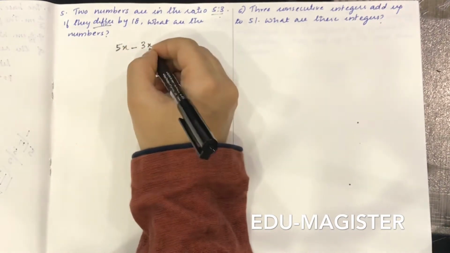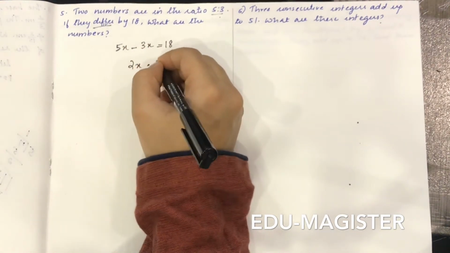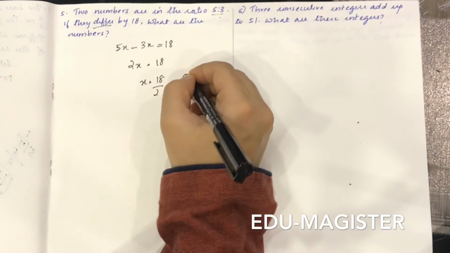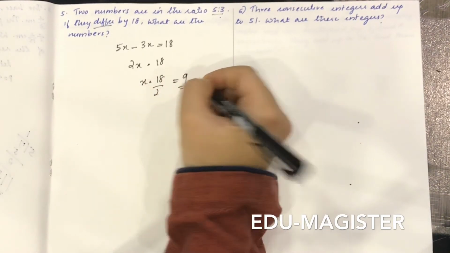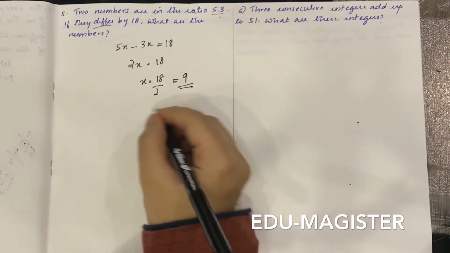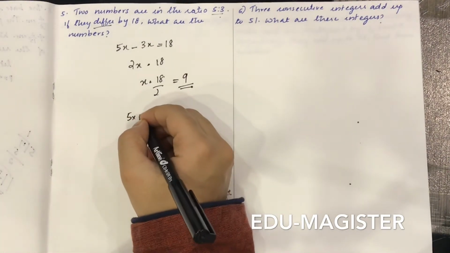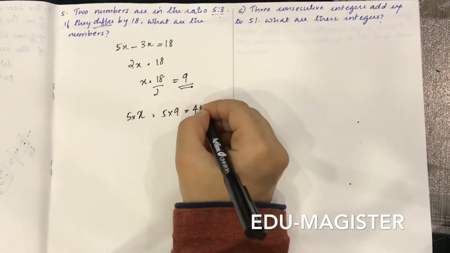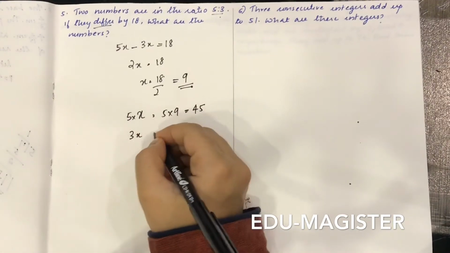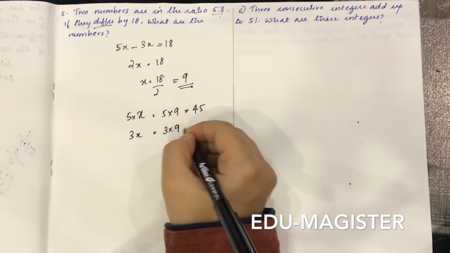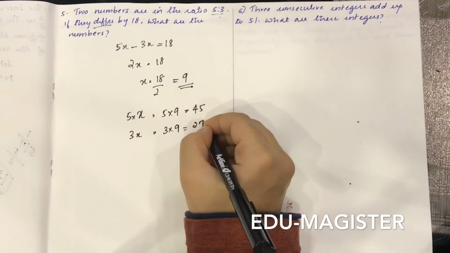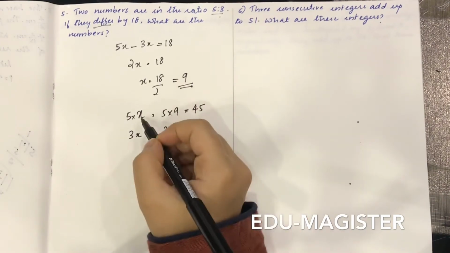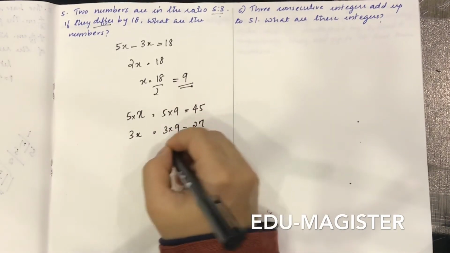So what is 5x minus 3x? 2x is equal to 18. So x is equal to 18 by 2, which is equal to 9. Right? So what are our numbers? 5 into x, that is 5 into 9, which is equal to 45, and 3 into x, which is equal to 3 into 9, which is equal to 27. Do not stop here because our number is not x. Our number is 5x and 3x.